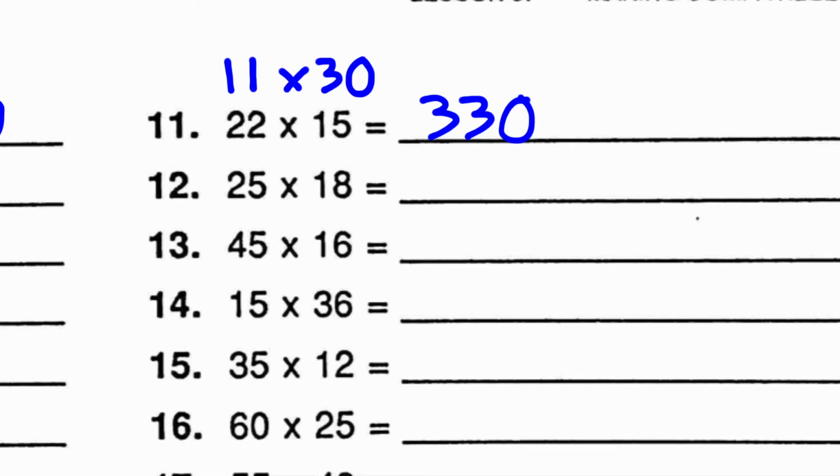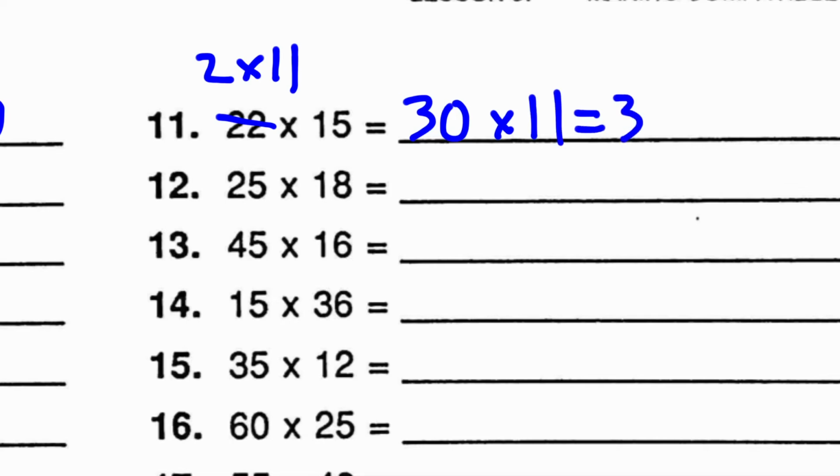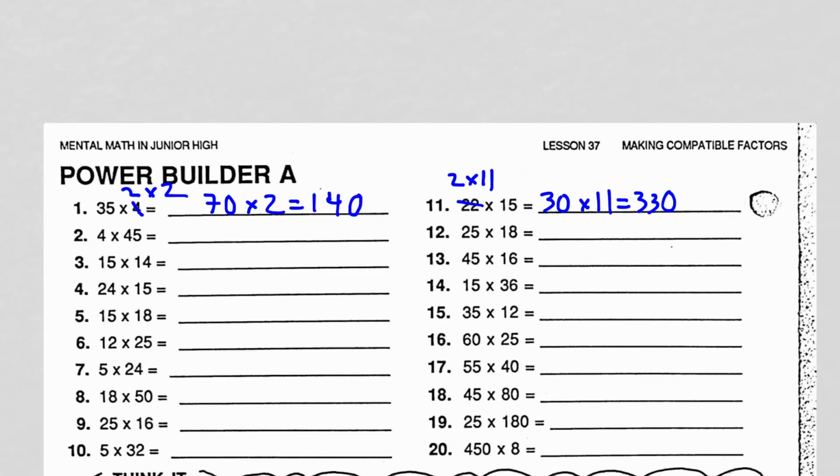I could also use the strategy of making compatible factors. I could take the 22 and break it up into 2 times 11. And then possibly I would do 2 times 15 first, which is 30. And then times the 11, and I'm exactly where I was when I halved and doubled. That's 330. So use the strategies that work best on this paper.